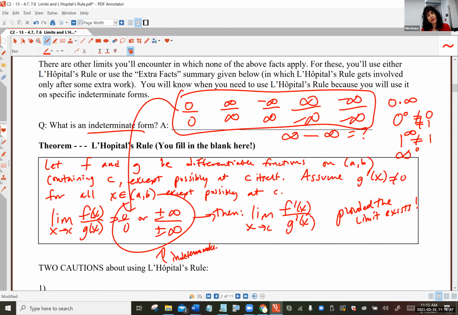Now, be careful because I'm not doing the quotient rule here. Do not do the quotient rule. This is not the quotient rule. This is separately taking the derivative of the numerator and separately taking the derivative of the denominator, not applying the quotient rule. That's a totally different creature. That's a common student error too. Oh yeah, I gotta do the quotient rule. I'm like, what are you doing? No, L'Hopital's does not tell you to do that.